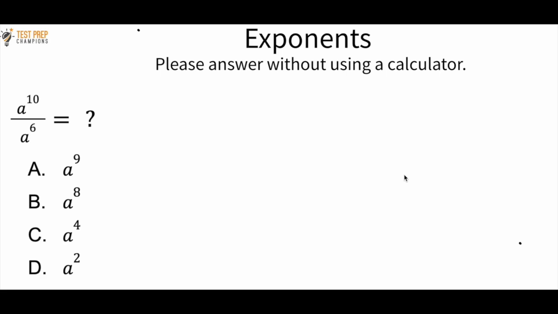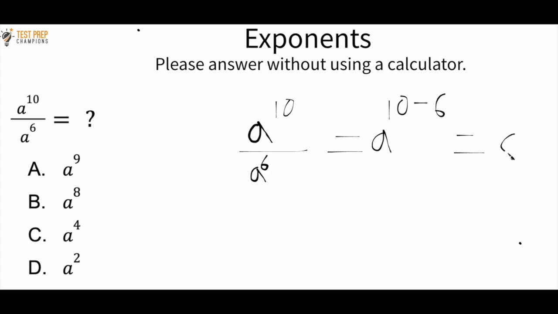So let me turn it over to you now. I'll let you pause the video, try to figure this out, and whenever you're ready, we'll go over the answer. Okay, so basically the rule here is that when we are dividing two numbers that have the same base, it's the same as subtracting the exponents. So a to the 10 over a to the 6 is the same as a raised to the 10 minus 6. Okay, and 10 minus 6 is 4. So when all is said and done, the answer here is a raised to the power of 4. So C is the correct answer here.